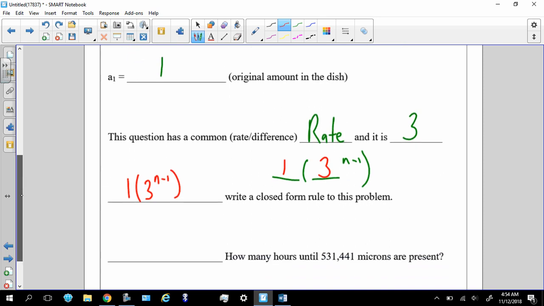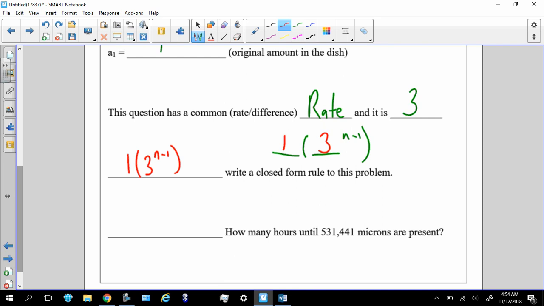Alright, let's keep going. How many hours until 531,441? Alright, this is a guess and check. So basically what I'm doing is I'm figuring out what n can be in order for it to equal 531,441. So that means I'm just going to start throwing different numbers in for n until I get that number. And the answer ended up being 13.